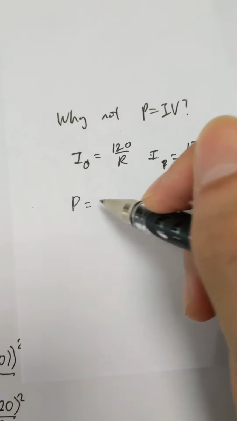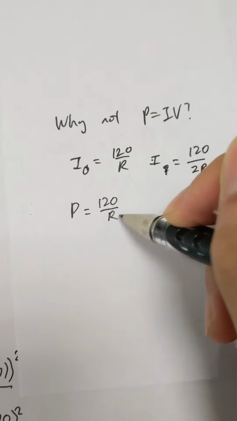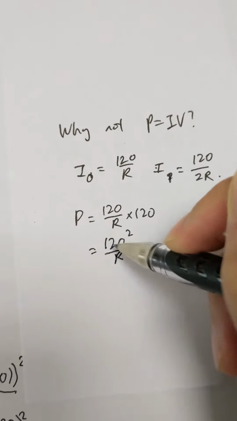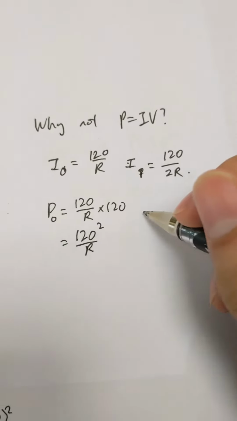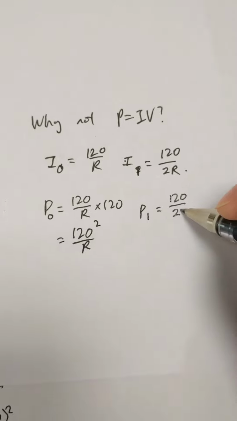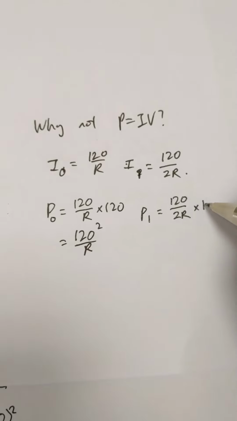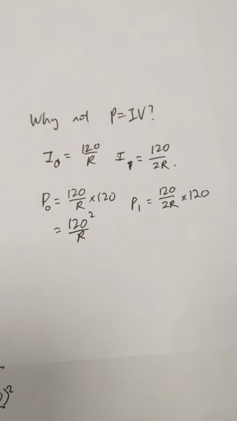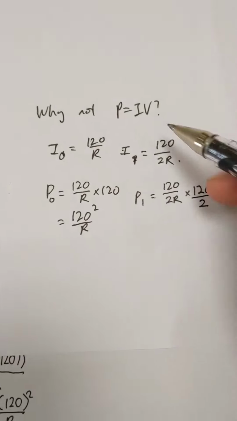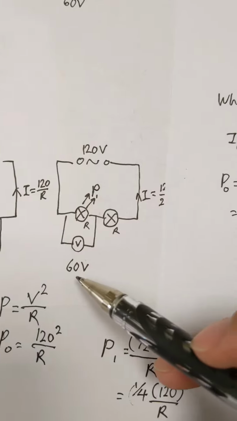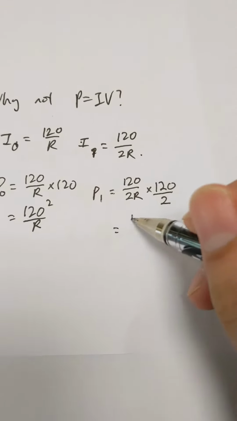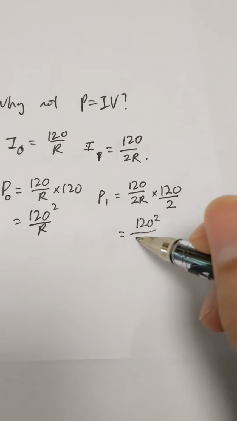So therefore my P equals 120 over R times 120 equals 120 squared over R. That's my P0. And my P1 equals 120 over 2R times 120. In this case, I have to divide by 2, right? Because my voltage has changed. My potential difference is now 60 volts. So therefore, it is now 120 squared over 4R.